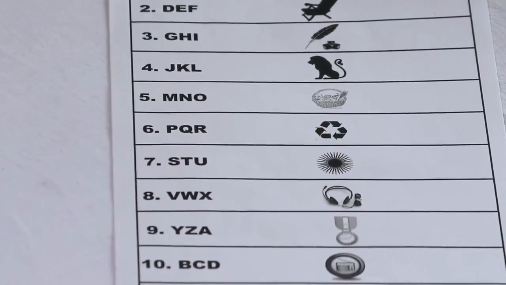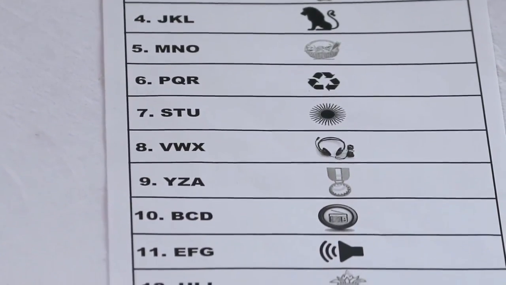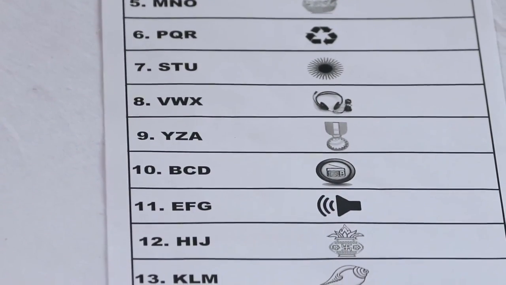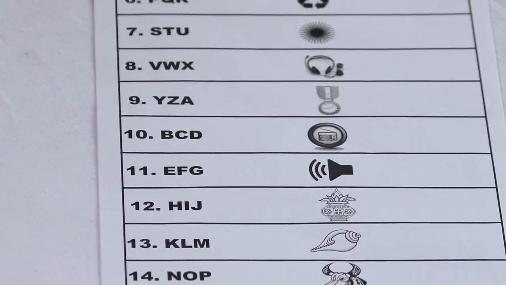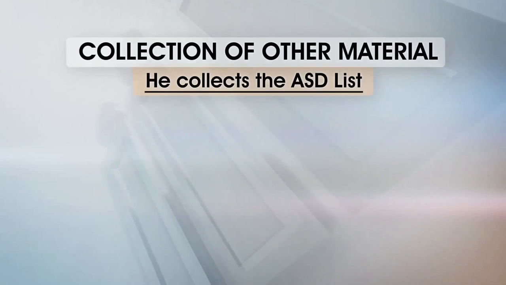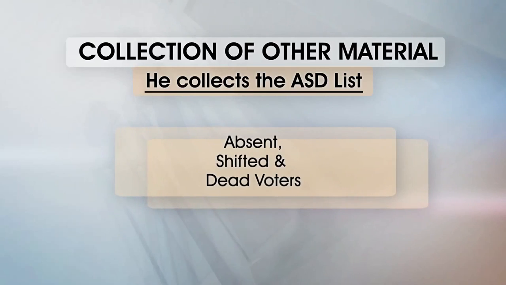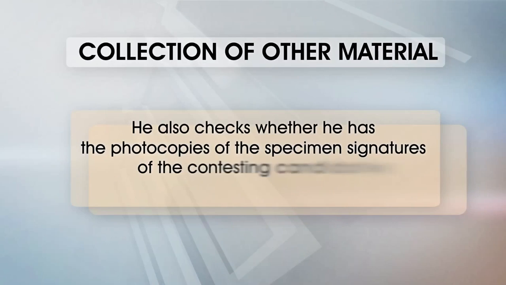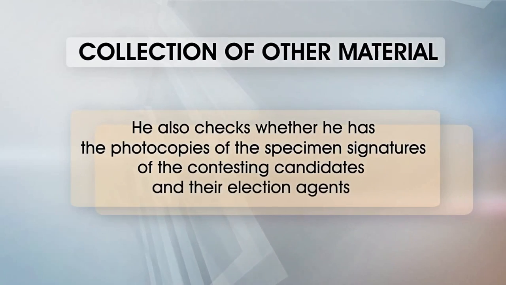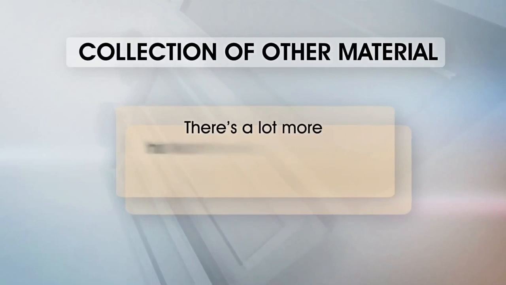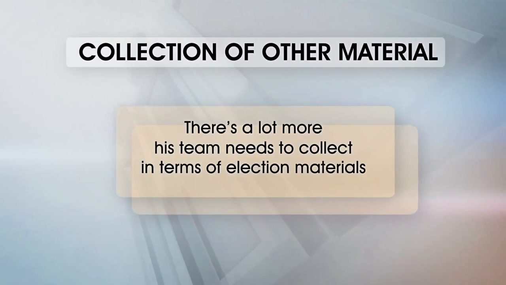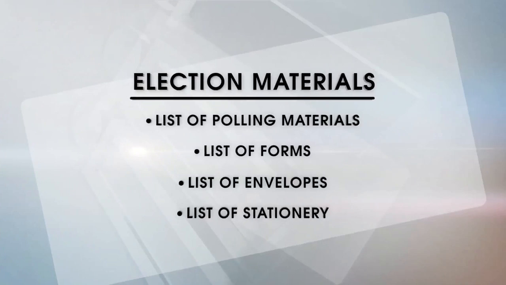Ravi takes delivery of 20 ballot papers to be used as tendered ballot papers and makes sure they are of his polling station. He collects the ASD list, that is, the list of absent, shifted and dead voters. He also checks whether he has the photocopies of the specimen signatures of the contesting candidates and their election agents. There's a lot more his team needs to collect in terms of election materials.